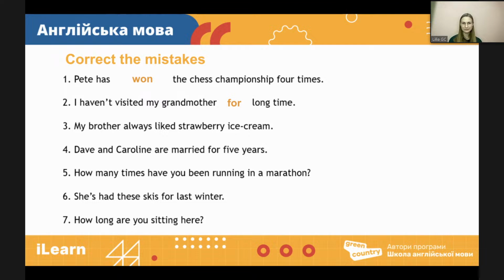Okay, number 3. My brother always liked strawberry ice cream. Likes, and even better, has always liked. So we can say my brother likes, like a general fact, present simple, or has always liked, завжди любив, but my brother is alive. So I would use present perfect instead of past simple here. Okay, number 4. Dave and Caroline are married for 5 years.